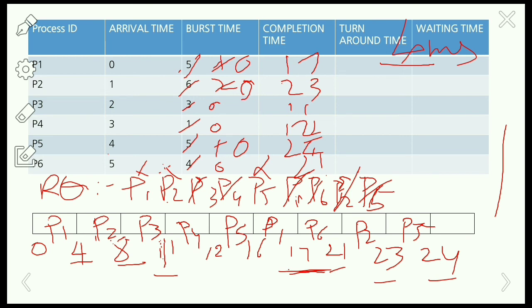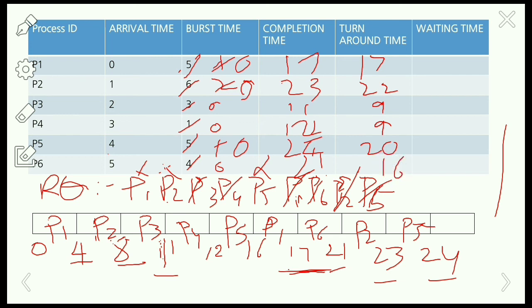Now I have to calculate the turnaround time. How do we calculate turnaround time? Completion time minus arrival time. That is 17 minus 0, 17. 23 minus 1, 22. 11 minus 2, that is 9. 12 minus 3, that is 9. 24 minus 4, 20. And 21 minus 5, that is 16.